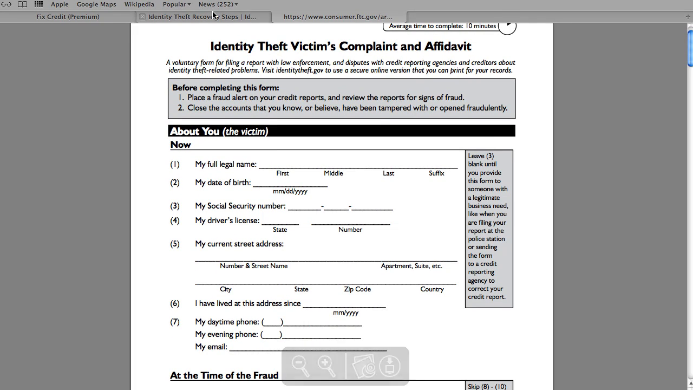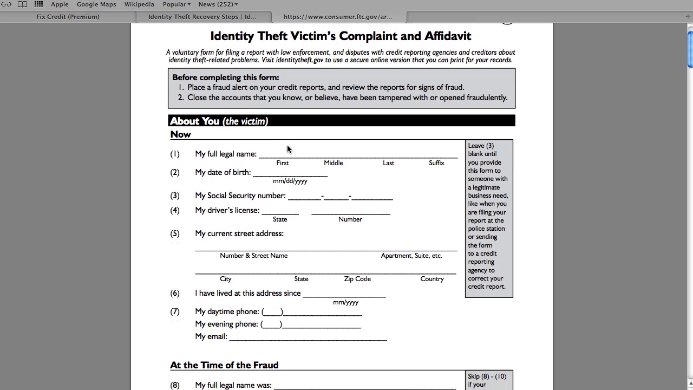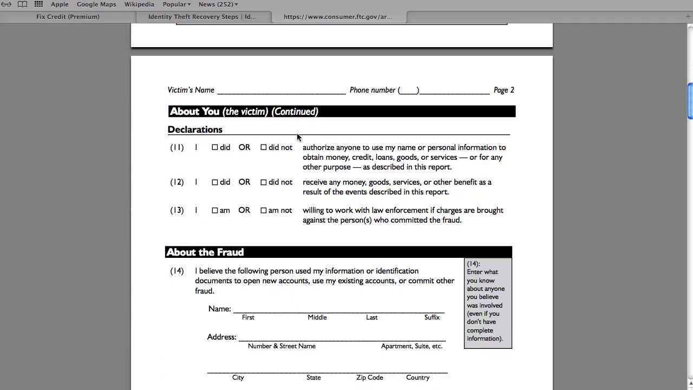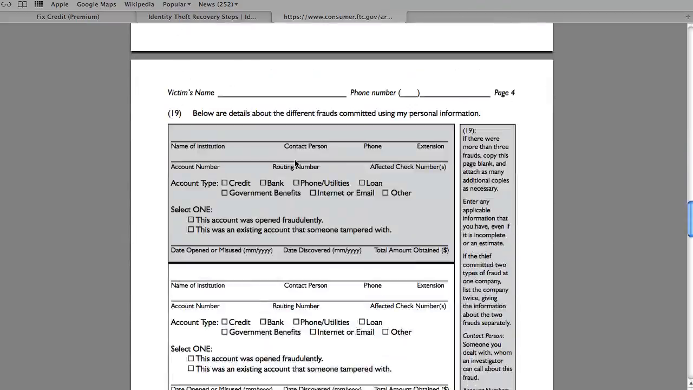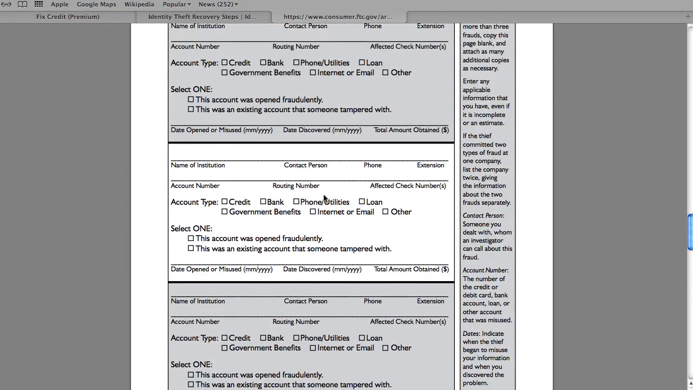So we just looked at this step-by-step thing where you fill this out. When you finish this and you hit submit, I'm pretty sure that if I remember correctly, this is what you're going to actually be auto-populating, and then you just print it out and sign it in front of a notary, and this will be your affidavit of identity theft. Now, how does this work?